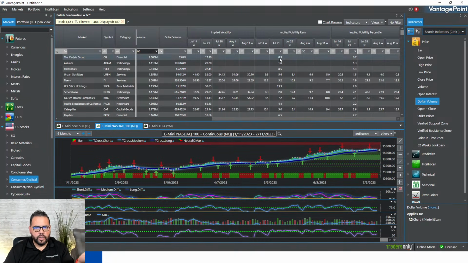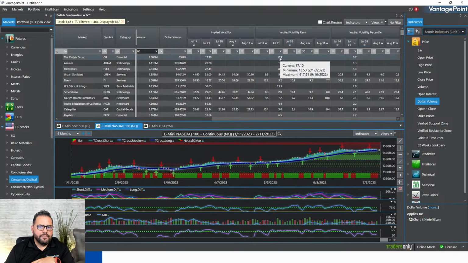Again, another great tool. Implied volatility rank is going to look at the last year of volatility for, in this case, CG, the Carlyle Group. That's the first one on this list, by the way. We'll explore that one. It's got the lowest implied volatility rank that I see on the screen. It has the lowest implied volatility percentile.